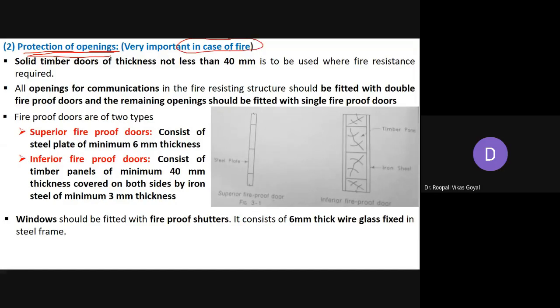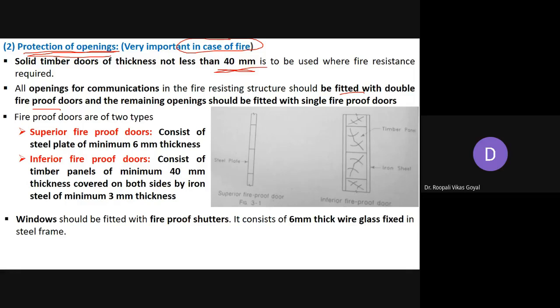Okay. So generally this opening should be a solid timber door of thickness not less than 40 mm. फायर रेजिस्टेंट बिल्डिंग है, 40 mm, इस 4 सेंटीमीटर से कम की थिकनेस का डोर अगर इफ यू आर प्रोवाइडिंग विद द टिम्बर, इट शुड नॉट बी यूज्ड. Okay. So it should be at least 40 mm minimum whenever you require it to be fire resistant. And all the openings for communication in the fire resisting structure should be fitted with a double fireproof door. जो भी opening है जहाँ से आपको जाना है, it should be a double fireproof door, and the remaining openings may be fitted with a single fireproof door.